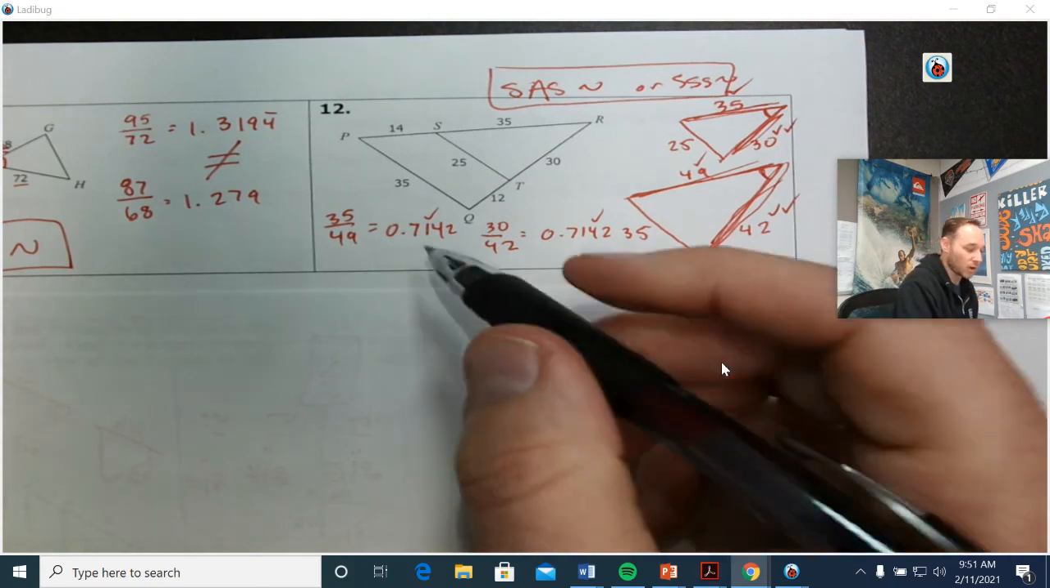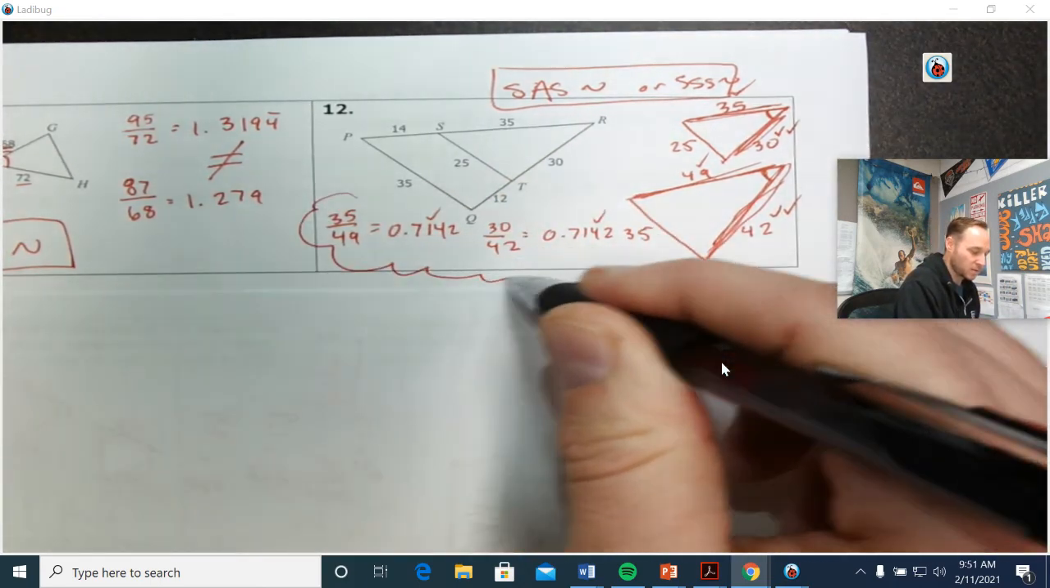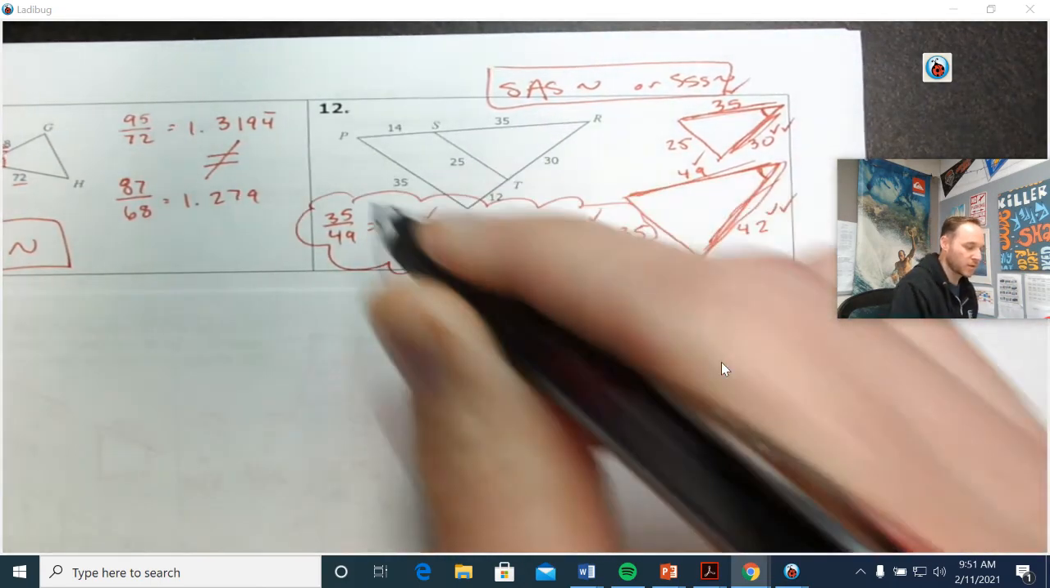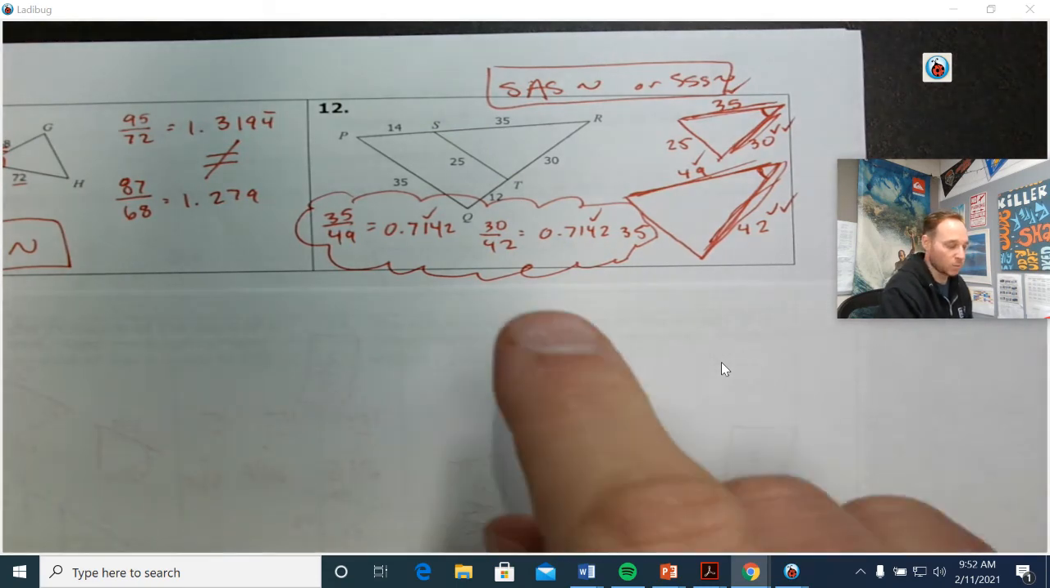Now this is the work that you would show. This right here is the work that you would show. If I said, like, show your work on this, this is the work you would show.